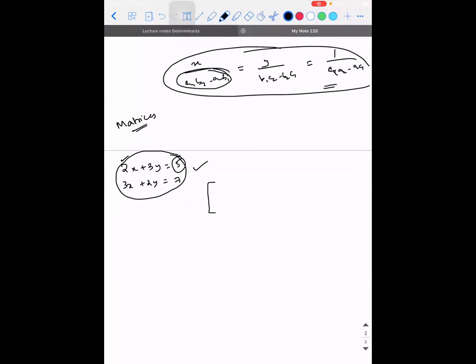So what should be the matrix that I need to take? If I need to define a matrix with the coefficients, then I will write 2, 3, 3, 2, multiplied with a column matrix x, y, which should be equal to another column matrix 5, 7. Does it make sense? Can you check it? So what I'm trying to say is, the coefficient matrix multiplied with the variable matrix is going to give you the constant matrix.